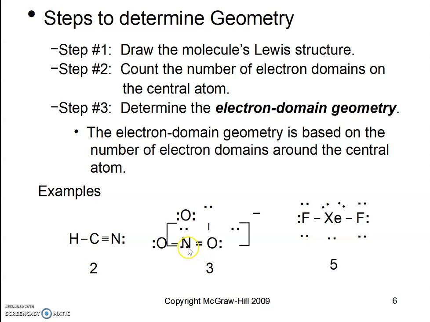So this nitrogen has 3: 1, 2, and 3. Xenon here, 5: 1, 2, 3, 4, 5. So that's electron domains. You just count: is there a pair of electrons? Is there some number of bonds? That is electron domain geometry.